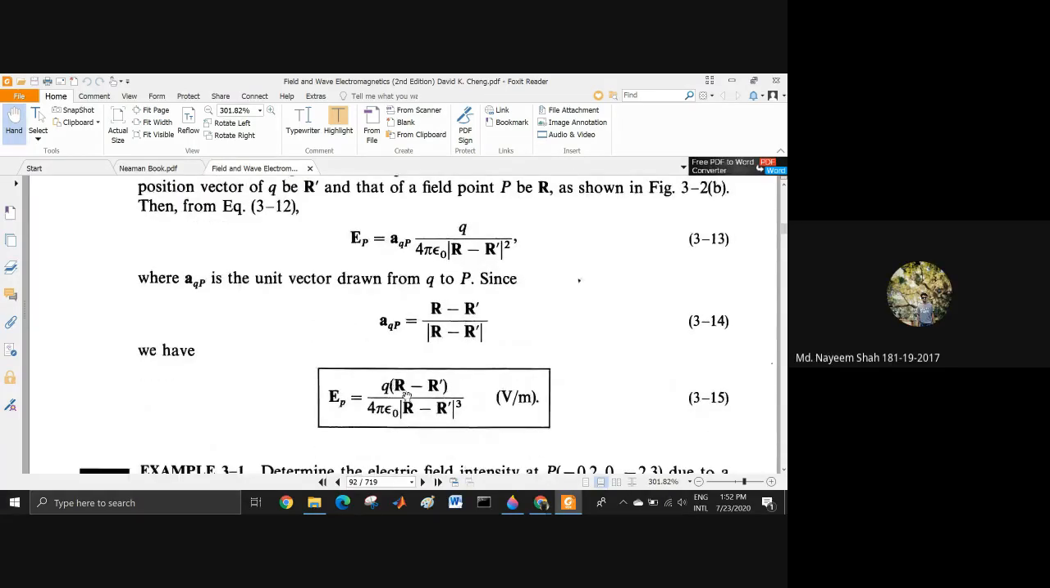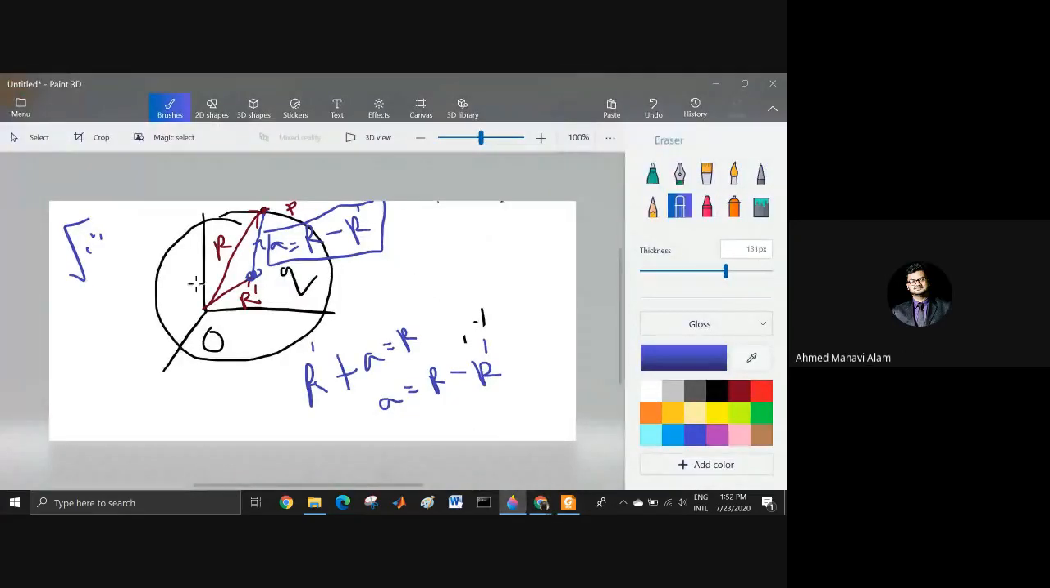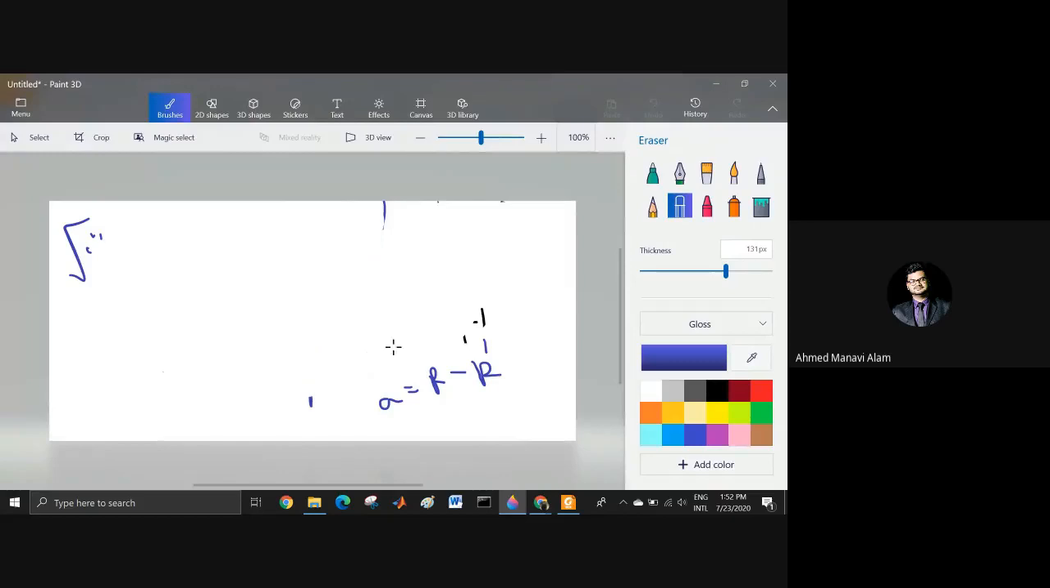This is the electrostatic field intensity. AQP is equal to, sir, R minus, achha R. Wait, I will explain, just 2 minutes.